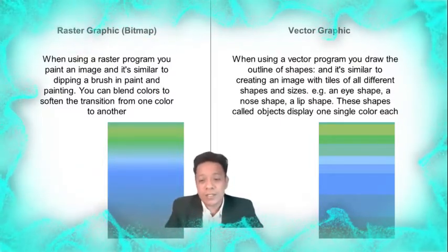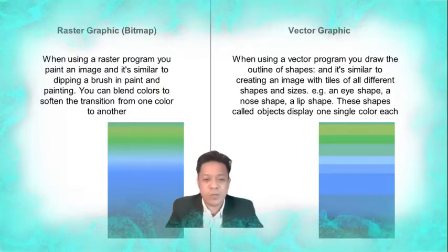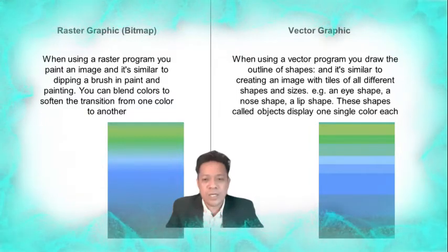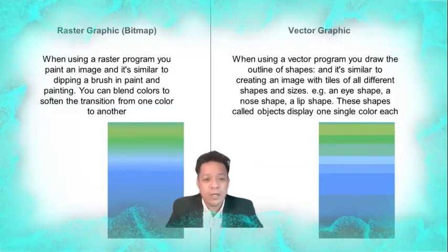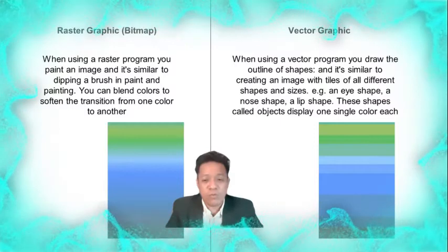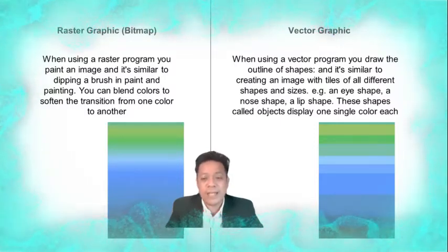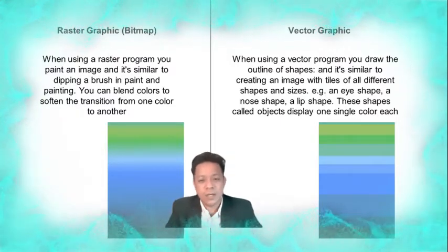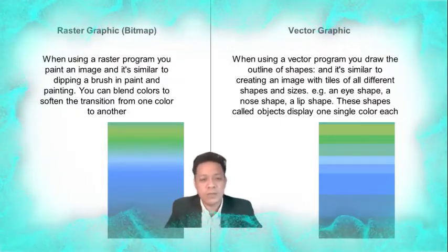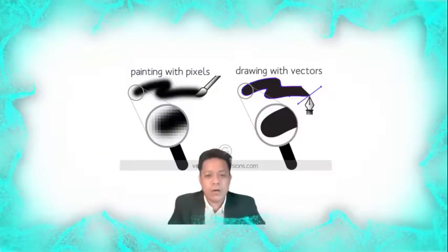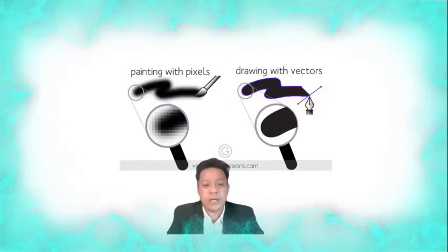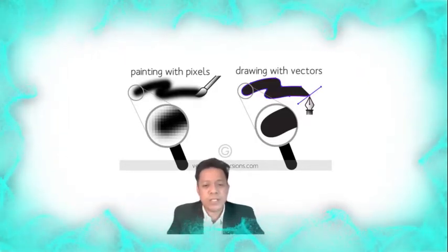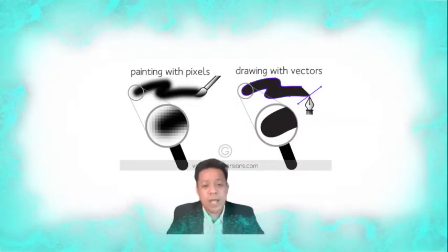Each object displays one single color. So you can see the differences between the graphics that we can create using these two types. Raster will be smoother, but vector involves lines and differences of the line. These are the major differences, very simple to see from the image itself. For more detail, now we move into a more specific example of the differences between raster and vector.